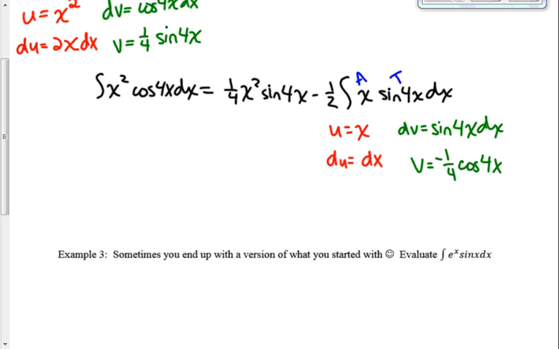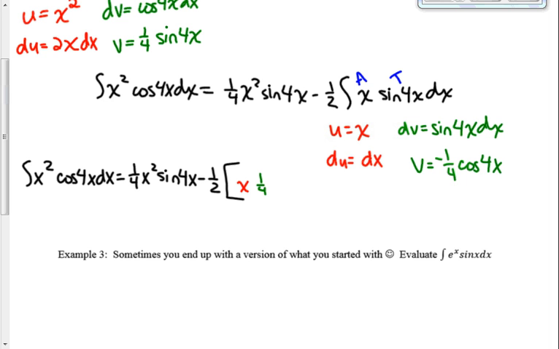So I need to rewrite this again with my new integration by parts. Antiderivative of x squared cosine 4x dx is equal to 1/4 x squared sine 4x minus 1/2 times u times v. Sorry about that. U times v minus the integration of v du.